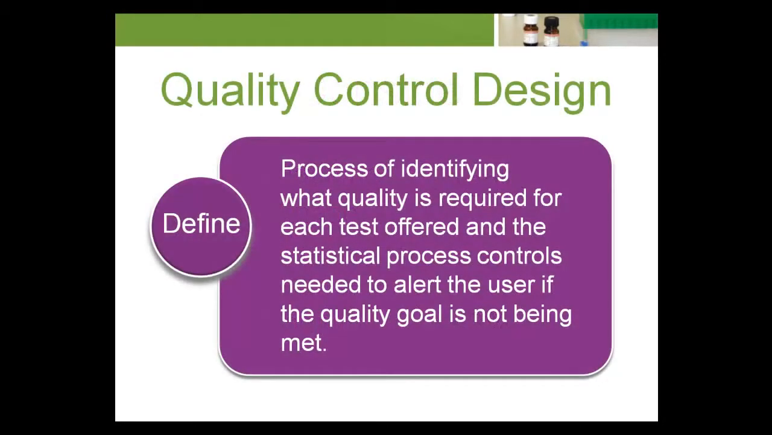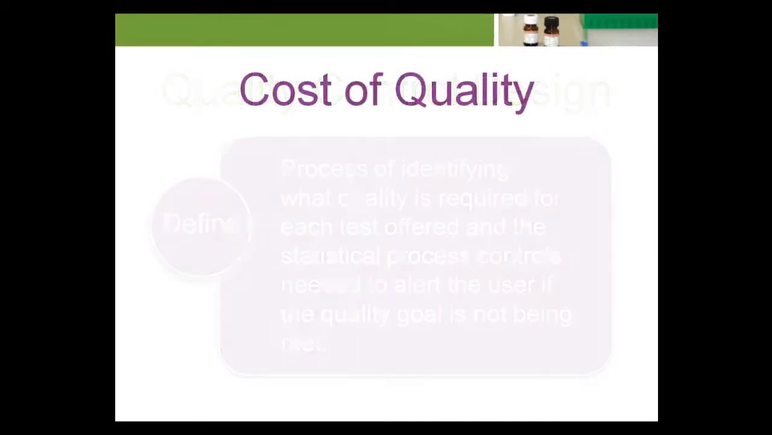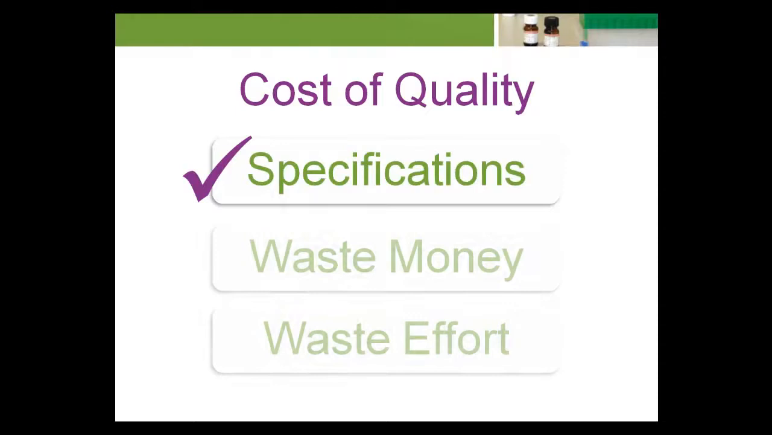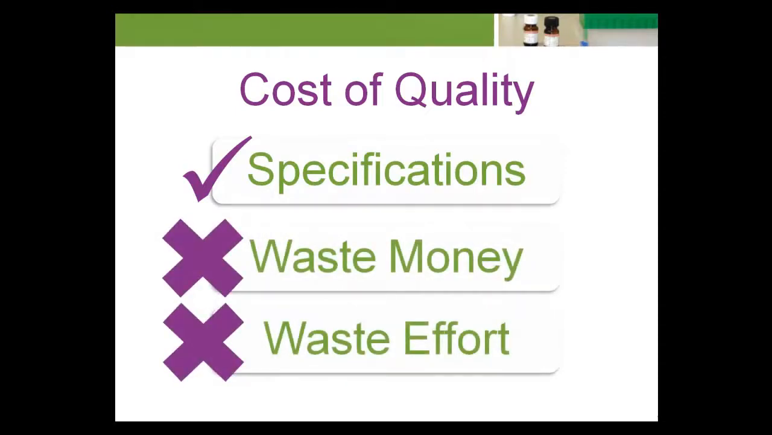The process of determining how we should best control each analyte is called quality control design. More precisely, quality control design is the process of identifying what quality is needed for each test and what control rules are required to notify the laboratorian if the quality specification is not being met. There is a cost associated with ensuring quality. We want to ensure that we meet our quality specifications, but not waste money and effort on trying to improve tests that already have a sufficient quality.